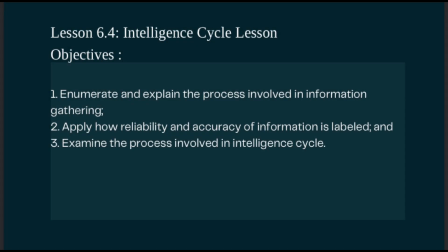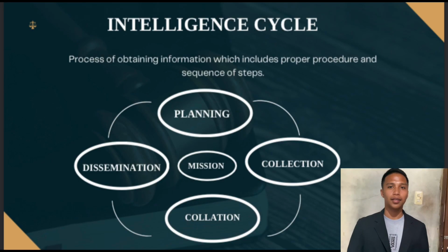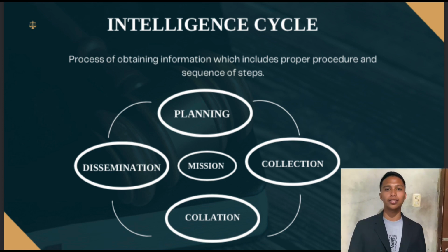Lesson 6.4, Intelligence Cycle. The objectives of this lesson are to enumerate and explain the process involved in information gathering, apply how reliability and accuracy of information is labeled, and examine the process involved in the intelligence cycle. Intelligence cycle is defined as the process of obtaining information which includes proper procedure and sequence of steps starting from planning, collection, collation, and the dissemination of information to appropriate persons.